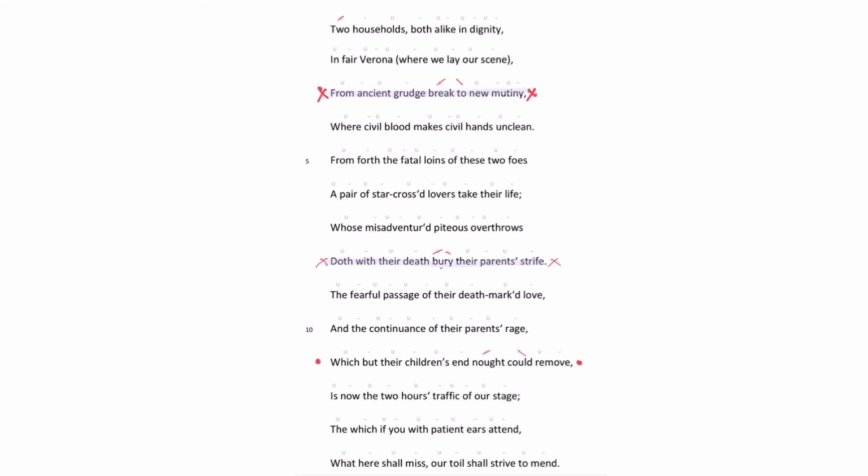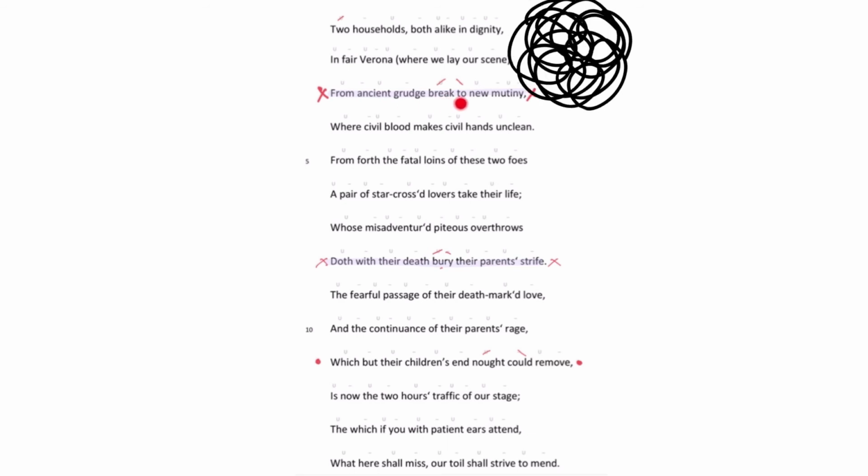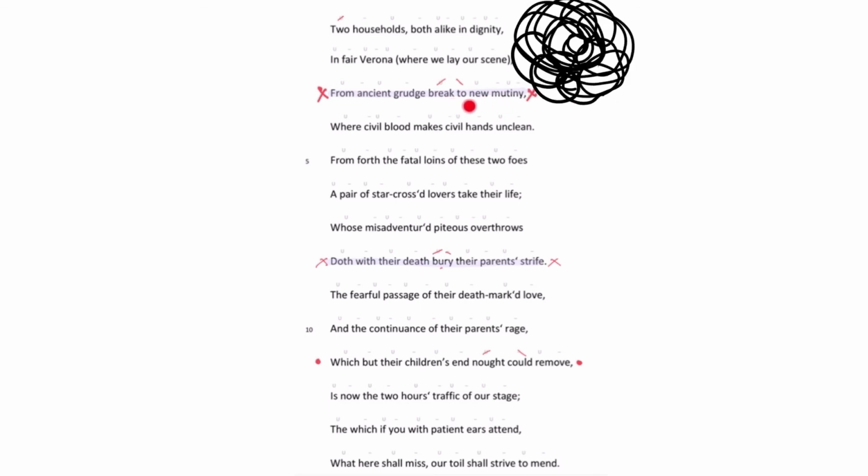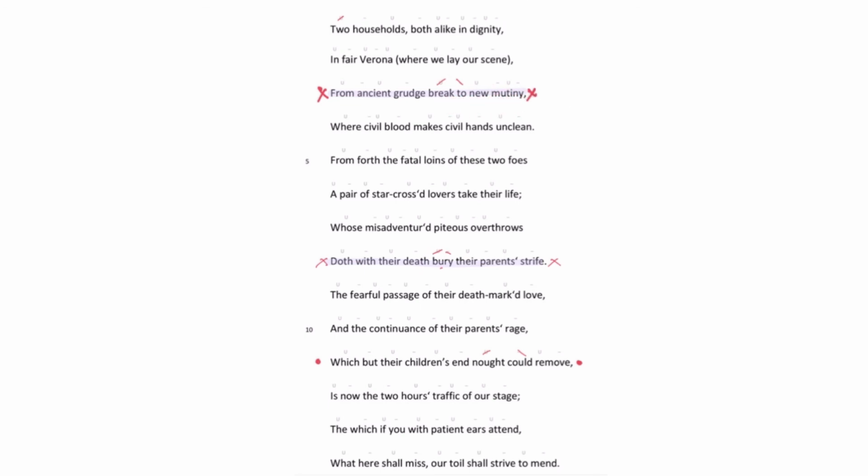Now, if we look at these two lines, from ancient grudge break to new mutiny, and doth with their death bury their parents' strife, what are these lines about? What does this mean anyway, from ancient grudge break to new mutiny? There's an old feud, an old argument. These two families don't like each other, haven't done so for a long time. And now, from this ancient grudge, we've got another new argument, mutiny, another new feud. So within this already grudging pair, two families, there's a new feud. That's how the entire plot starts in the first scene.